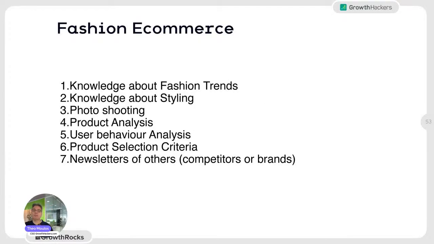Okay, so for example, if you run a fashion e-commerce site, the byproduct is your knowledge of fashion trends, knowledge about styling, photo shooting, product analysis, user behavior analysis, product selection criteria, newsletters of others that you get from other brands. Those are things you do. When you run a fashion e-commerce site, these 7 are the 7 that you do. Well, all these 7 are giving you extra, it's what we call byproducts.